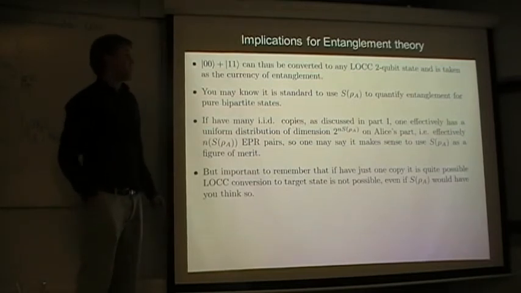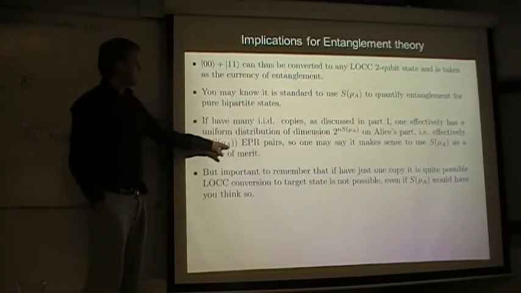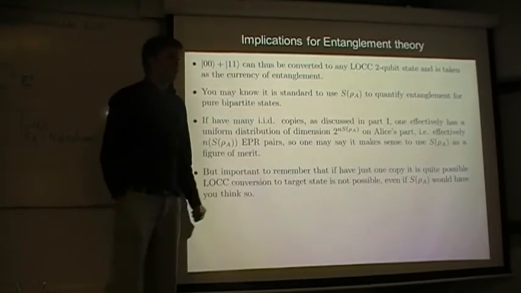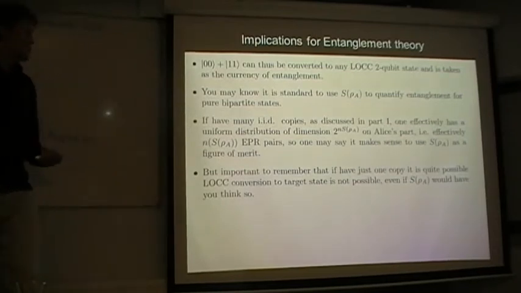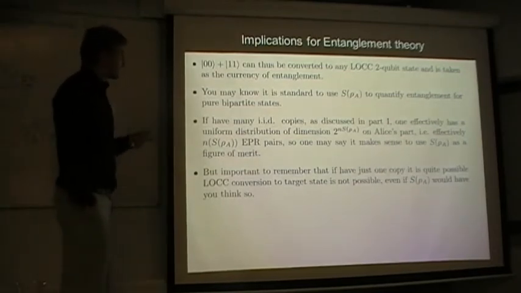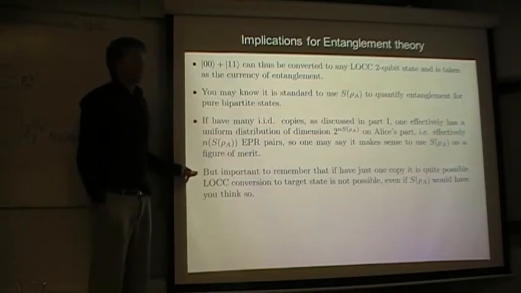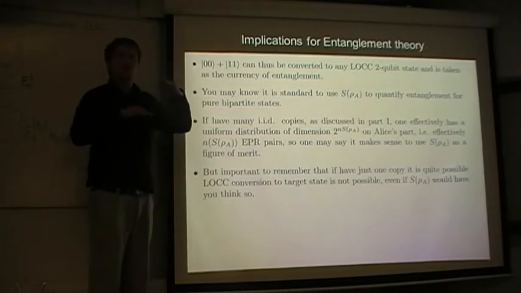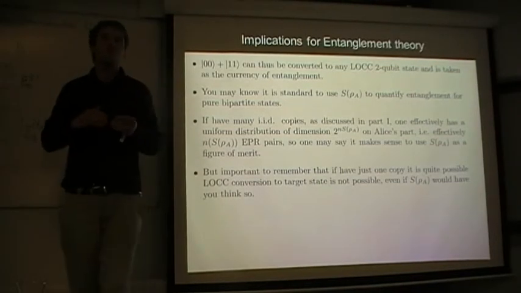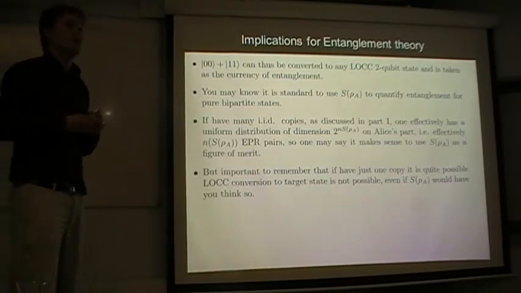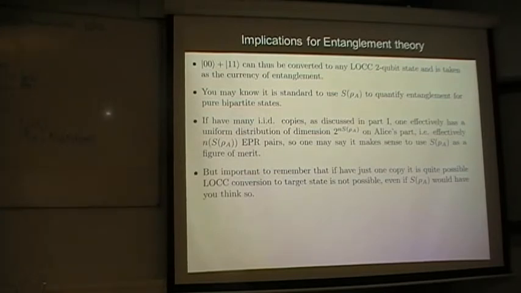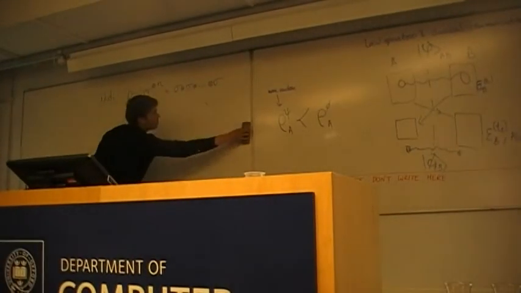So you could say that effectively you actually have n S of rho A EPR pairs. So in that sense you could say, oh, it makes sense to use S of rho A as a figure of merit. But you should also remember that if you just have one copy of the state, then even if the entanglement entropies are in the right direction, you cannot infer that LOCC conversion is possible, because majorization is not guaranteed. So you can easily make up some examples where this is the case. So it's just instructive to do that.